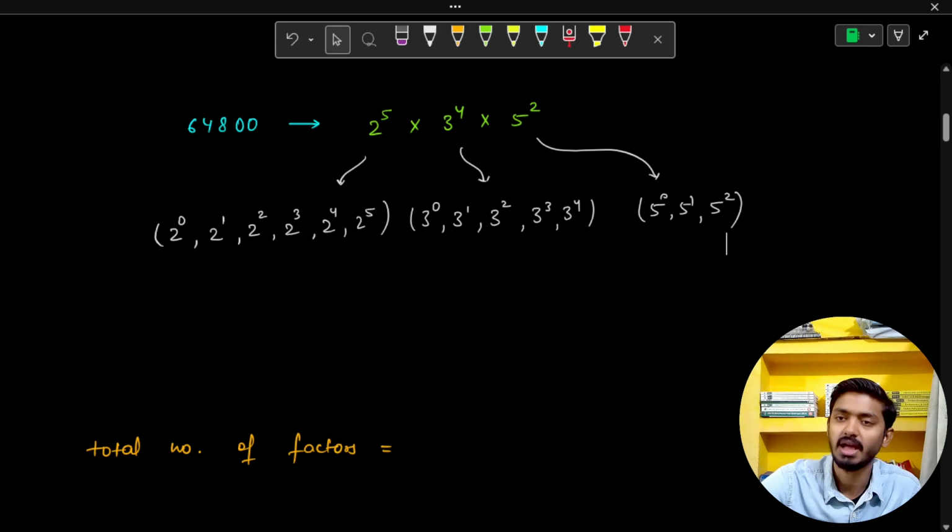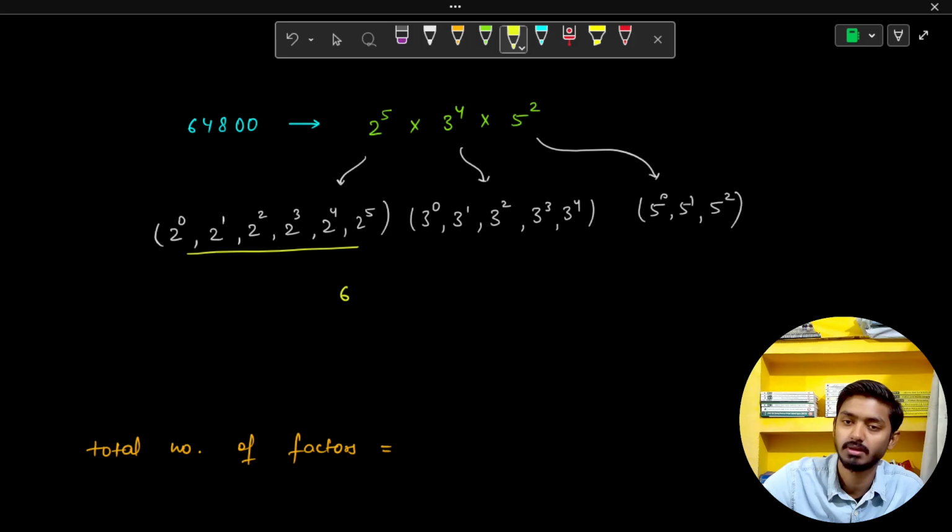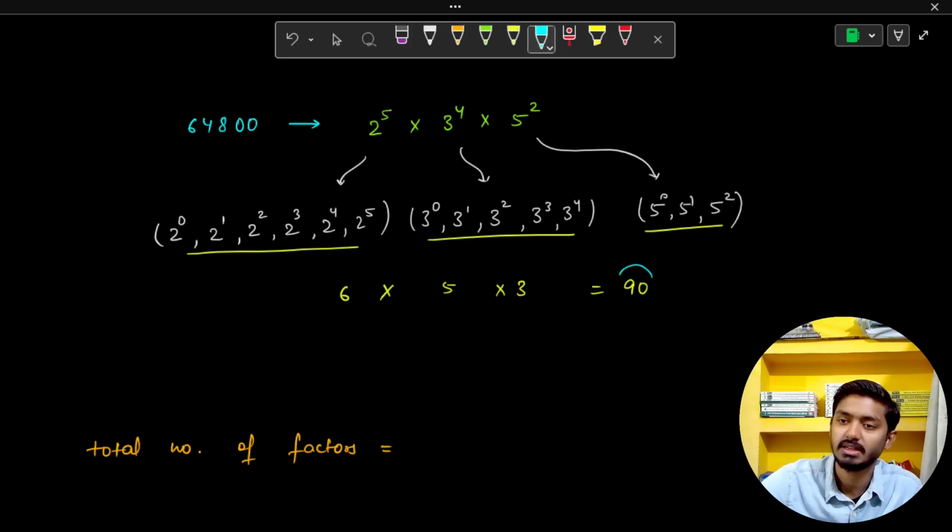Now, if we apply some permutation combination, we'll say the total number of factors of 2 to the power 5 is 6. For this, it is 5 and for this, it is 3. We multiply them, we get 90. Therefore, we can say the total number of factors for 64800 is 90. Simple.